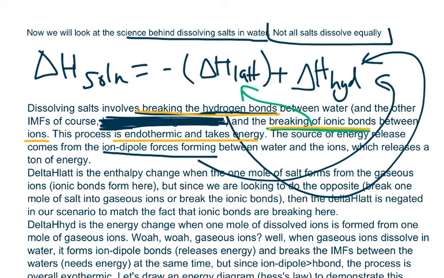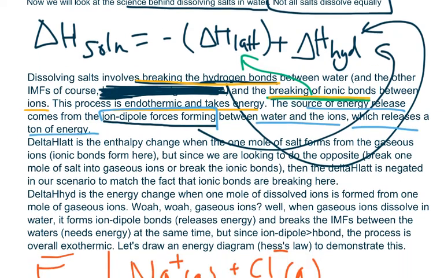Now, the source of energy release comes from the ion dipole forces forming between water and the ions once each of them break their individual bonds that keep them from each other. So this releases a ton of energy.